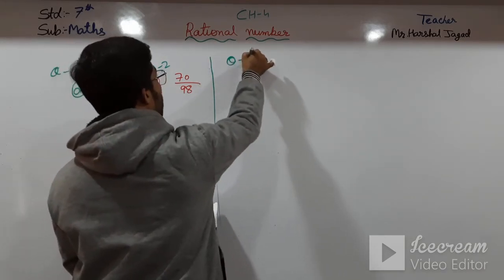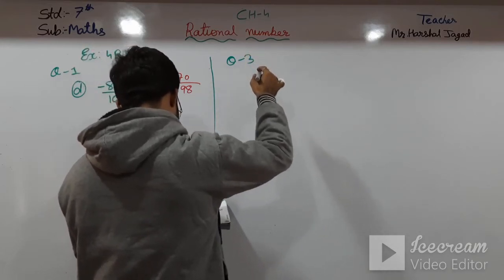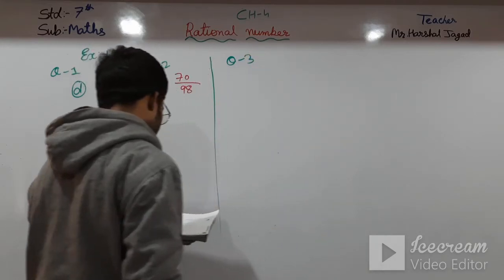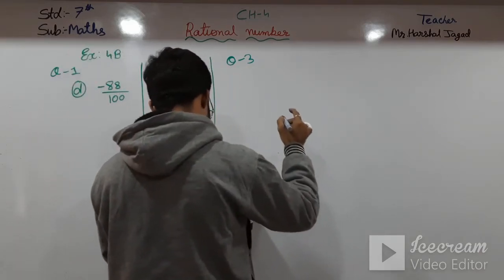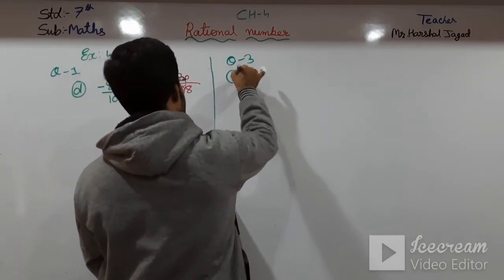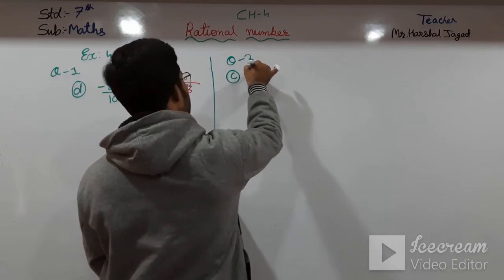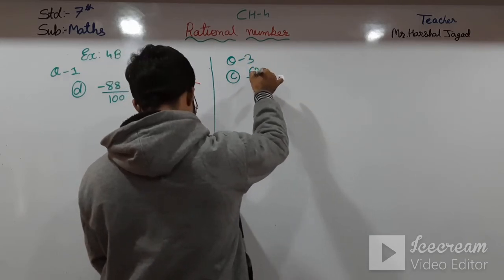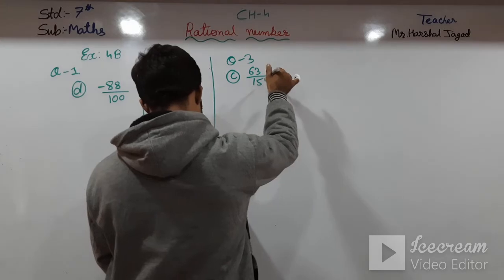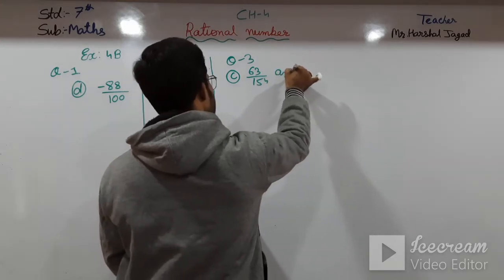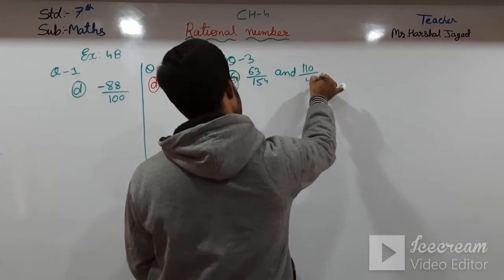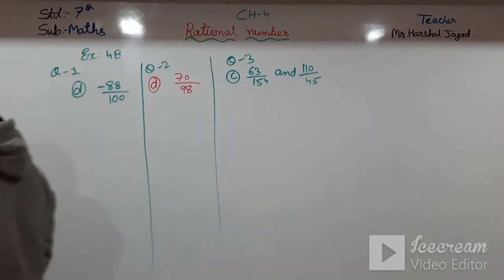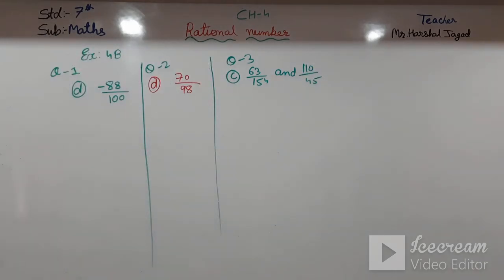question number 3. From that, are the following equivalent rational numbers? If yes, then find their standard form. So from that I will do C. 63 upon 154 and 110 upon 45. So let us do that.